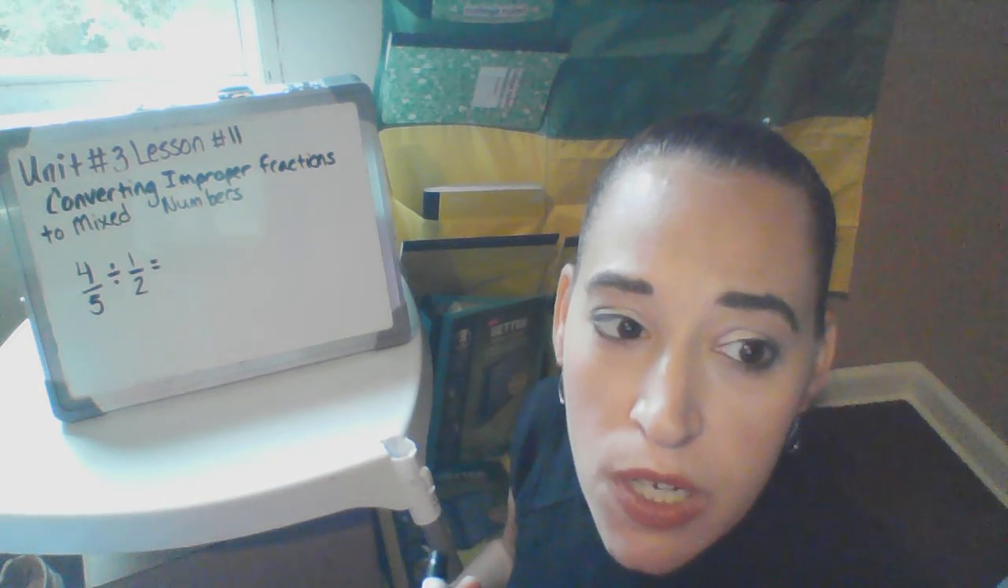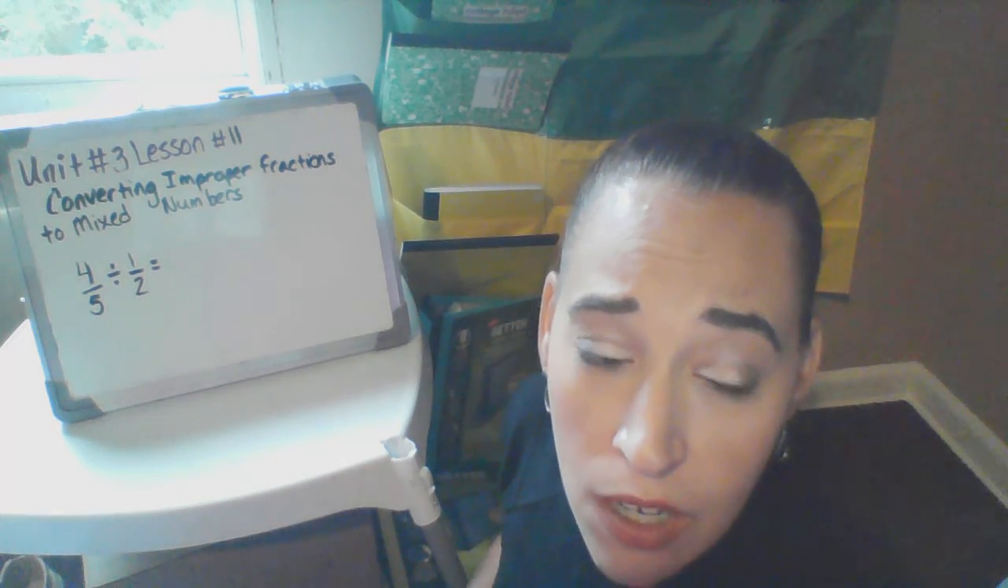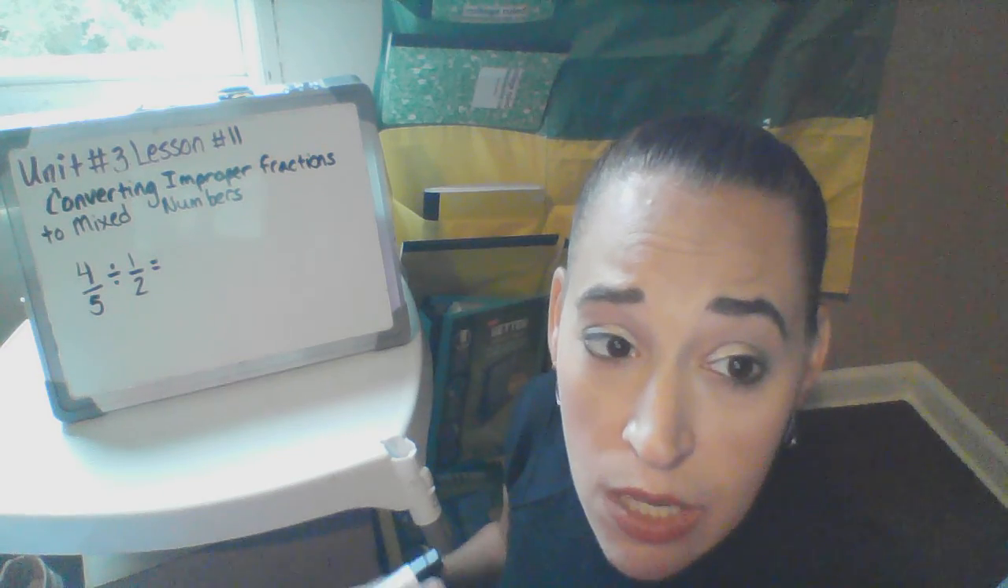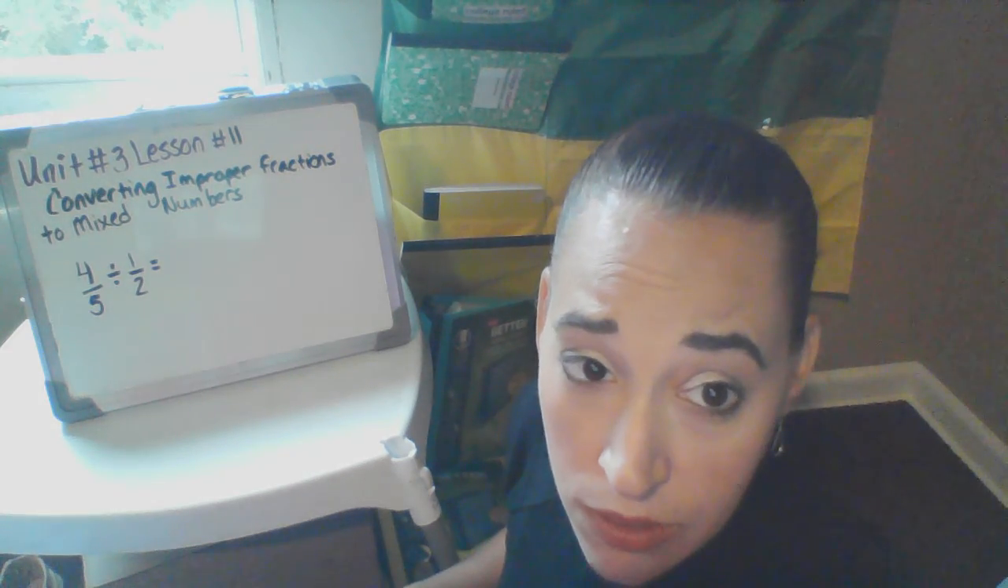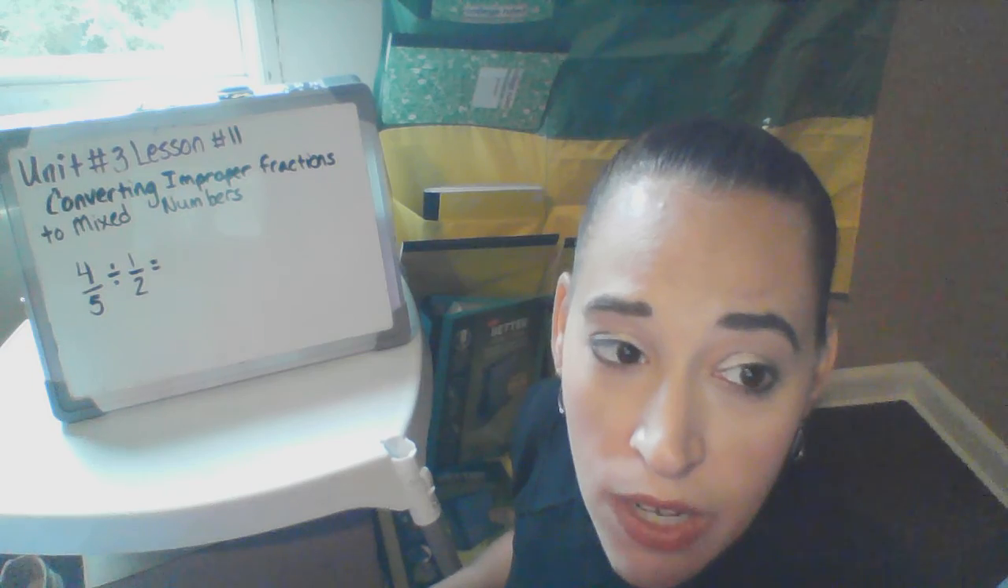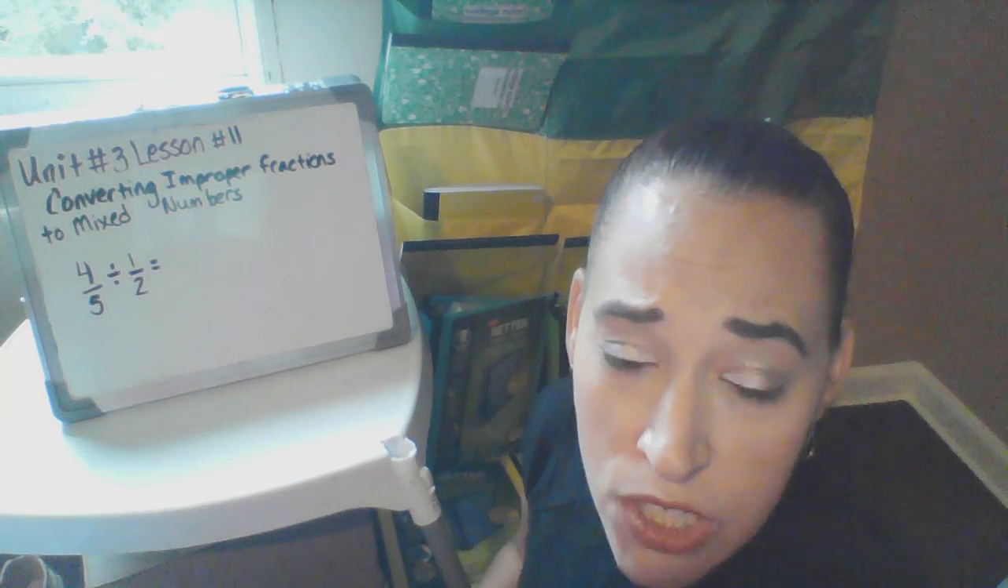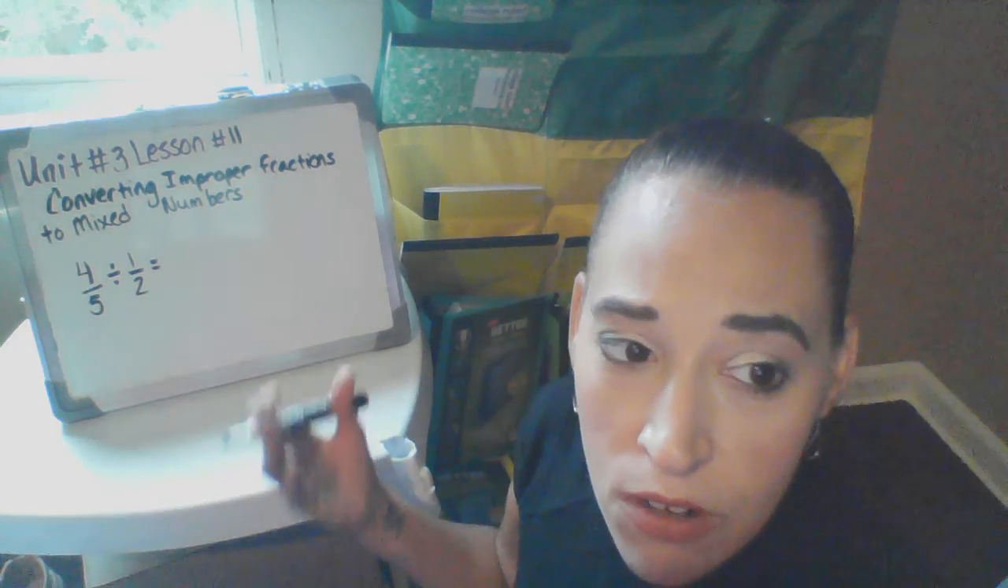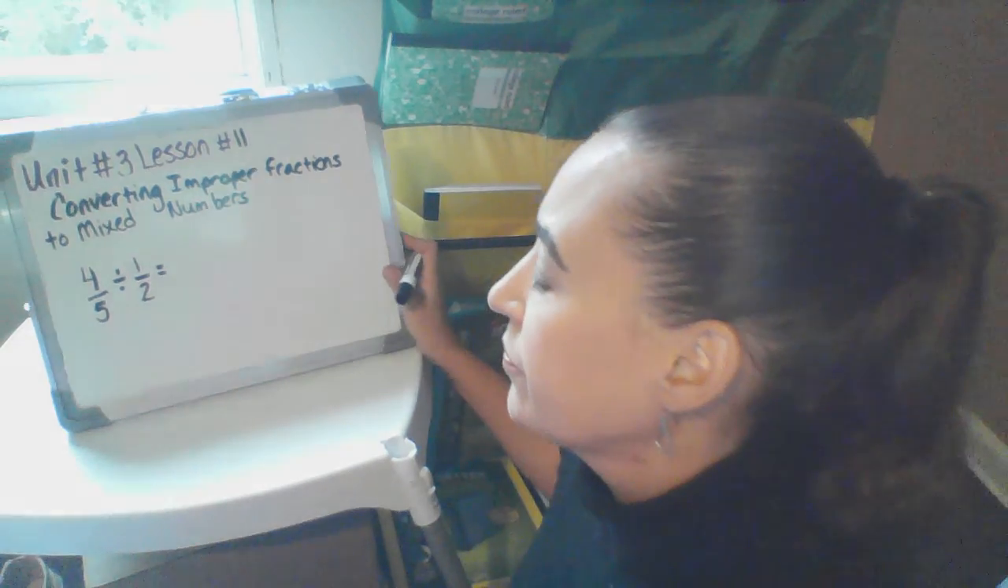So we're going to divide fractions, which will result in an improper fraction. That would be your answer. And then they're going to ask you to convert that improper fraction to a mixed number. So let's start off with dividing these fractions.